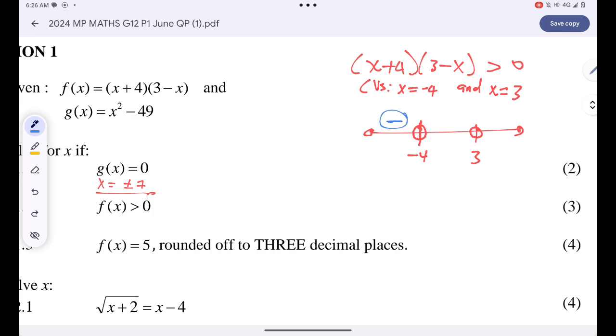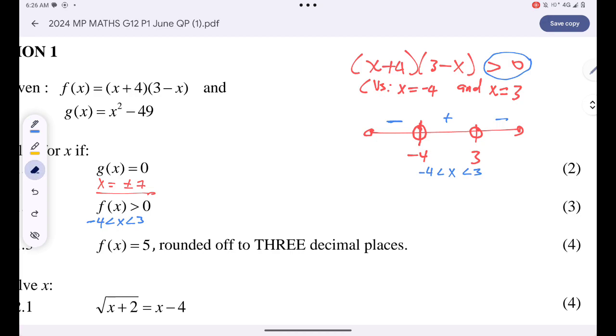After finding this sign, it's very simple, because I know that will be a plus and a minus. I'm looking for something that will give me greater than 0. Greater than 0 means positive. Where do I see positive on my number line? When x is just in between negative 4 and 3. So f of x will be greater than 0 if and only if x is between negative 4 and 3.